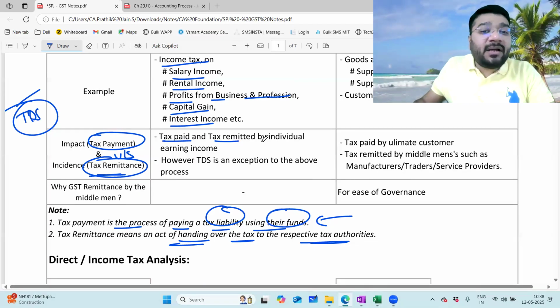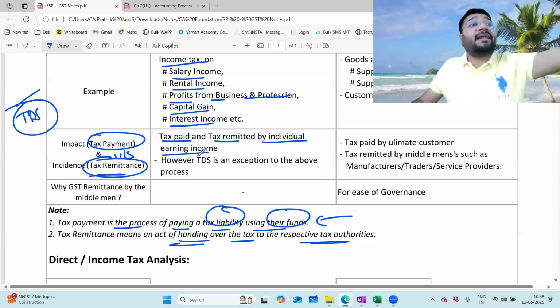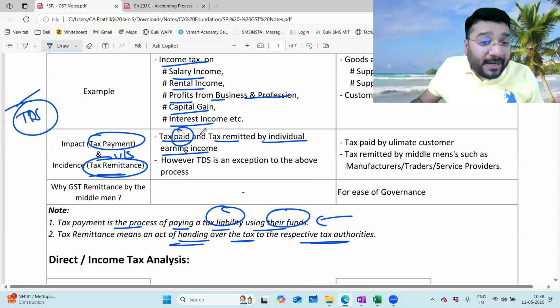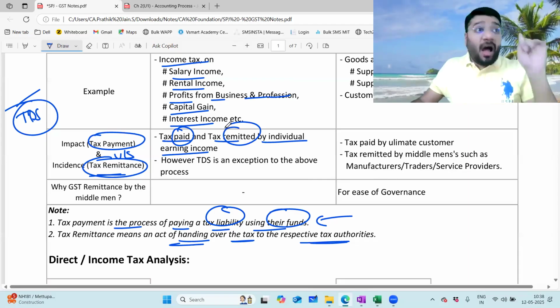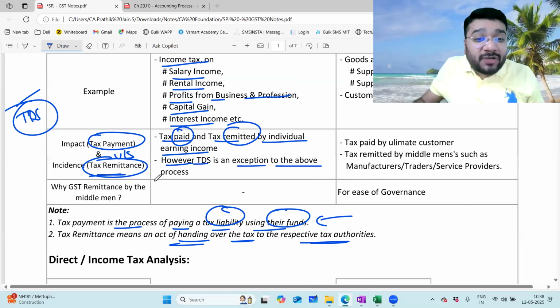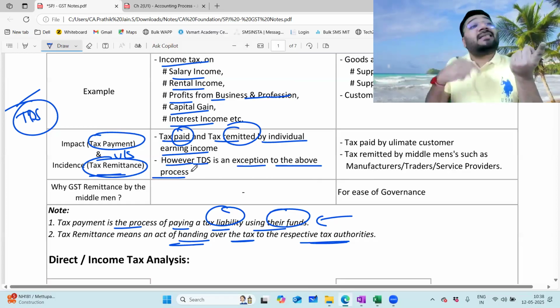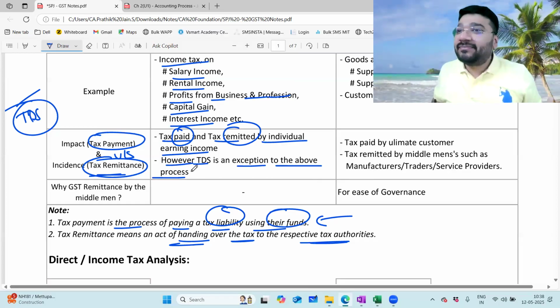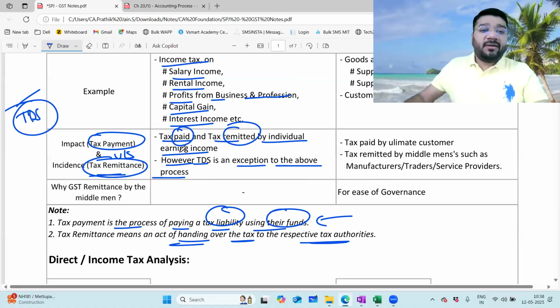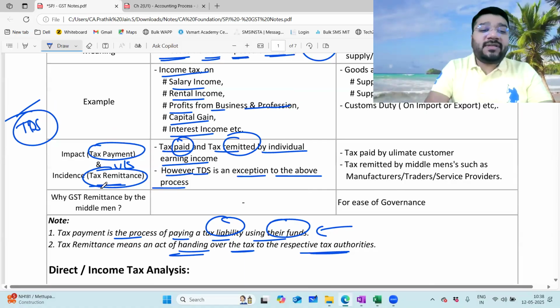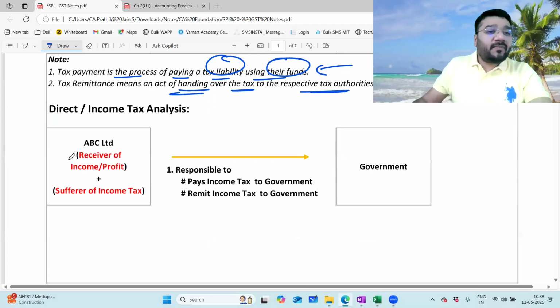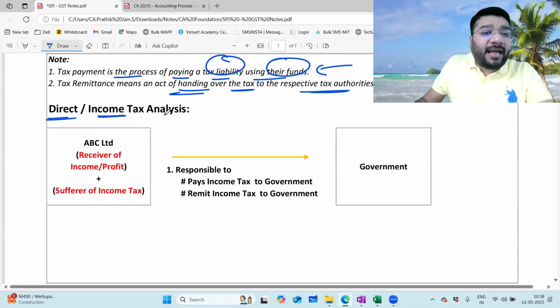Tax paid and tax remitted by the individual who's earning the income. Whoever is earning the income, he is the person responsible to pay tax and also to remit the tax. However, TDS is an exception for the above process. In this case, the taxpayer is a different person, tax remitter is a different person. Am I clear with this point? Now, if this is clear, I'll go to this diagram. Direct tax or income tax analysis.